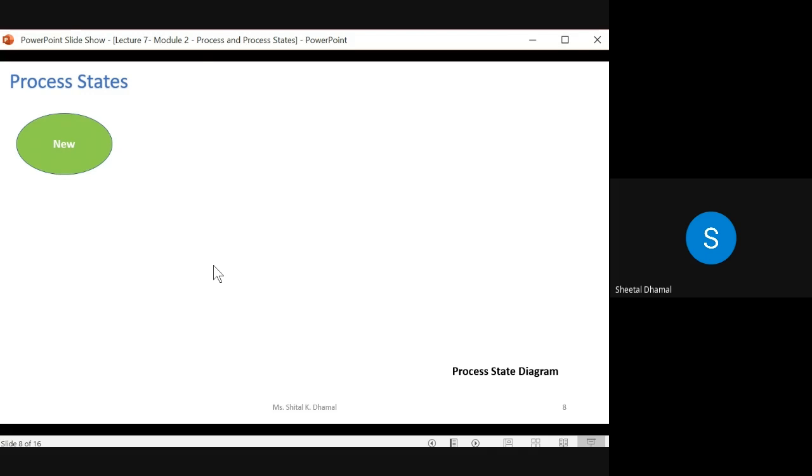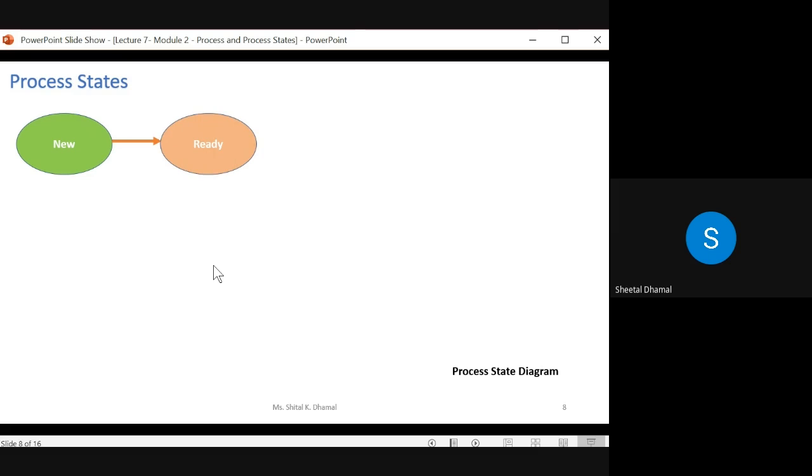Now, what is the meaning of new state? Let us consider a C program. You have written a C program. A program is nothing but a set of instructions. After that, you have saved that program onto the secondary memory. When you are saving the different programs onto the secondary memory, we can say that your process enters into the new state. That is, your program is ready and it is saved onto the secondary disk. Then your process enters into the new state.